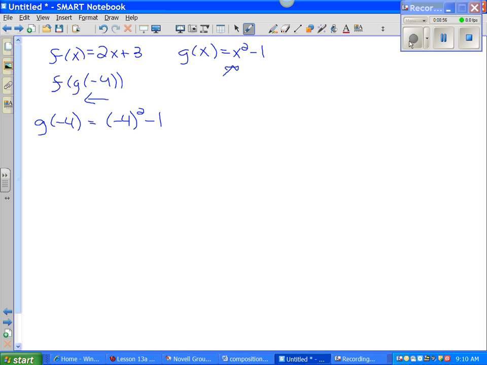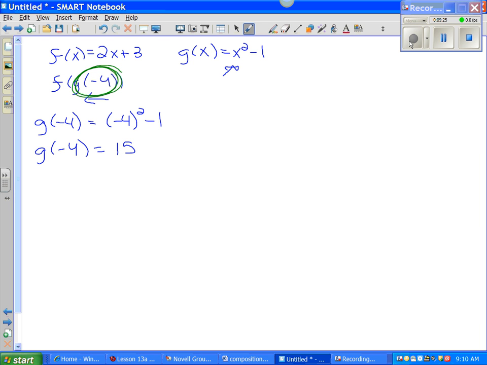So you're going to take -4 and plug it in g of x. What's -4 squared? 16 minus 1? 15. So I know what g of -4 is. It's 15, right? G of -4, this whole piece right here, is 15.